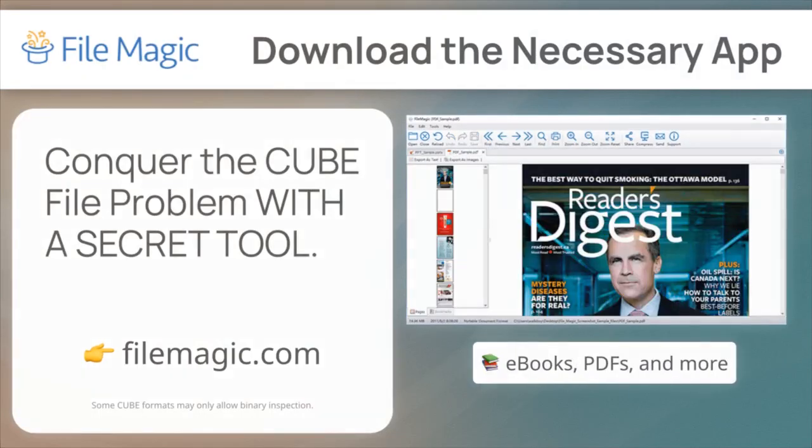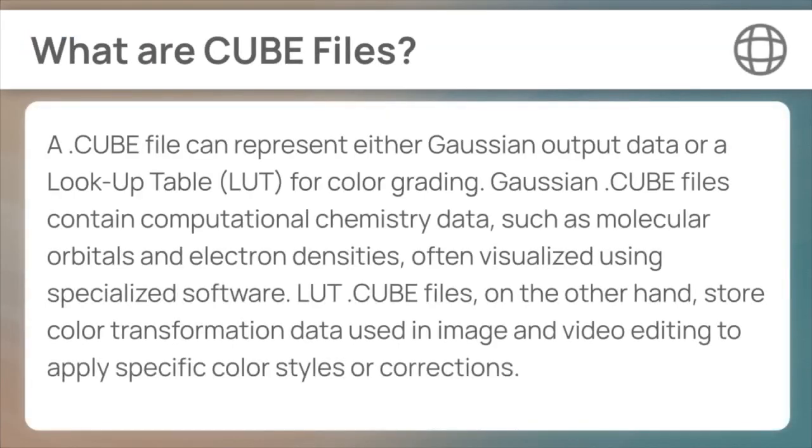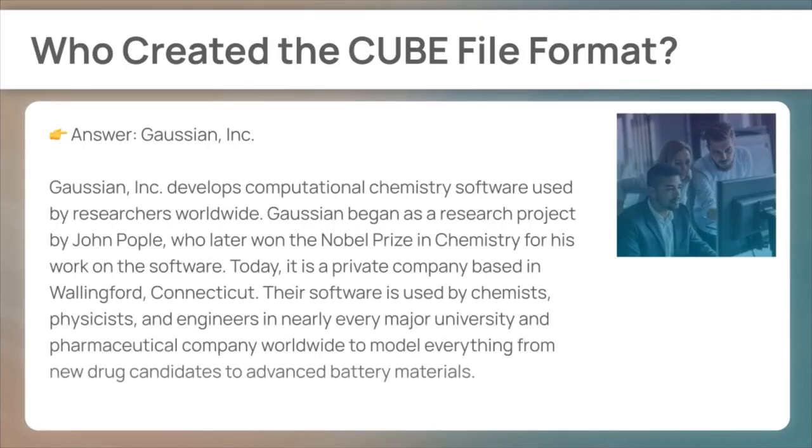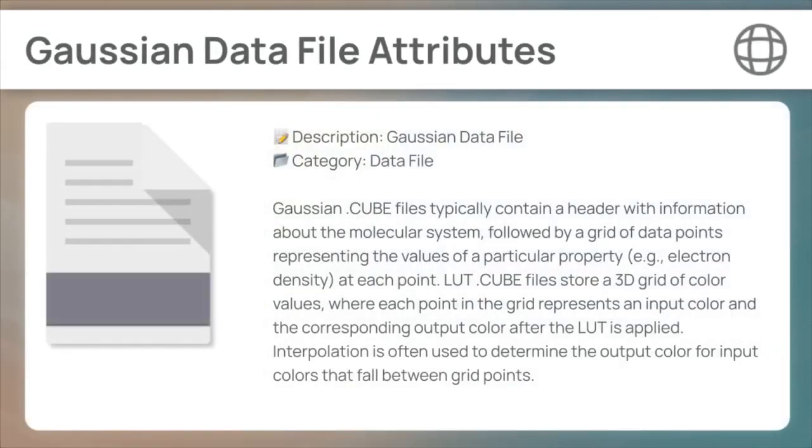Here's a sneak peek. A CUBE file can represent either Gaussian output data or a lookup table LUT for color grading. Gaussian CUBE files contain computational chemistry data, such as molecular orbitals and electron densities, often visualized using specialized software. LUT CUBE files, on the other hand, store color transformation data used in image and video editing to apply specific color styles or corrections.